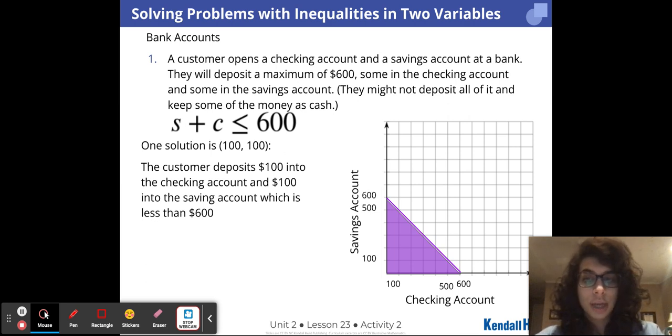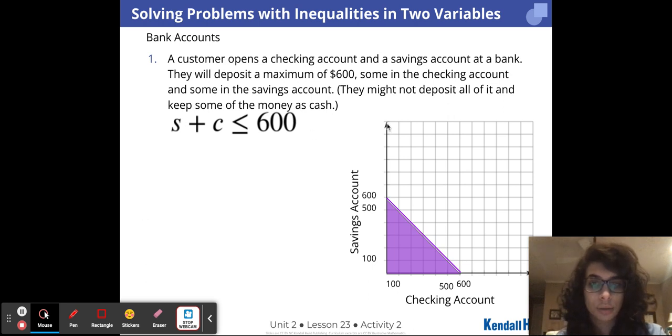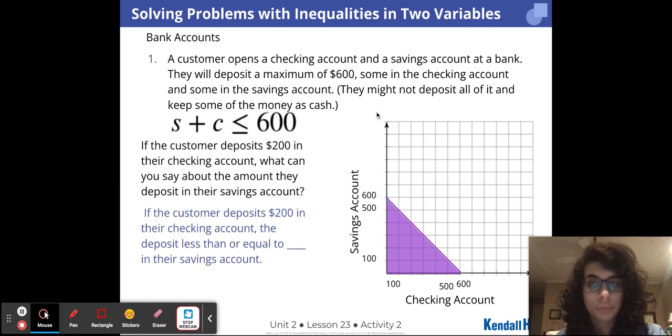The last part was asking about the question in context. The question was: if the customer deposits $200 in their checking account, what can you say about the amount that was deposited in their savings account? Fill out the sentence here: if the customer deposits $200 in their checking account, the deposit is less than or equal to how much money in their savings account?